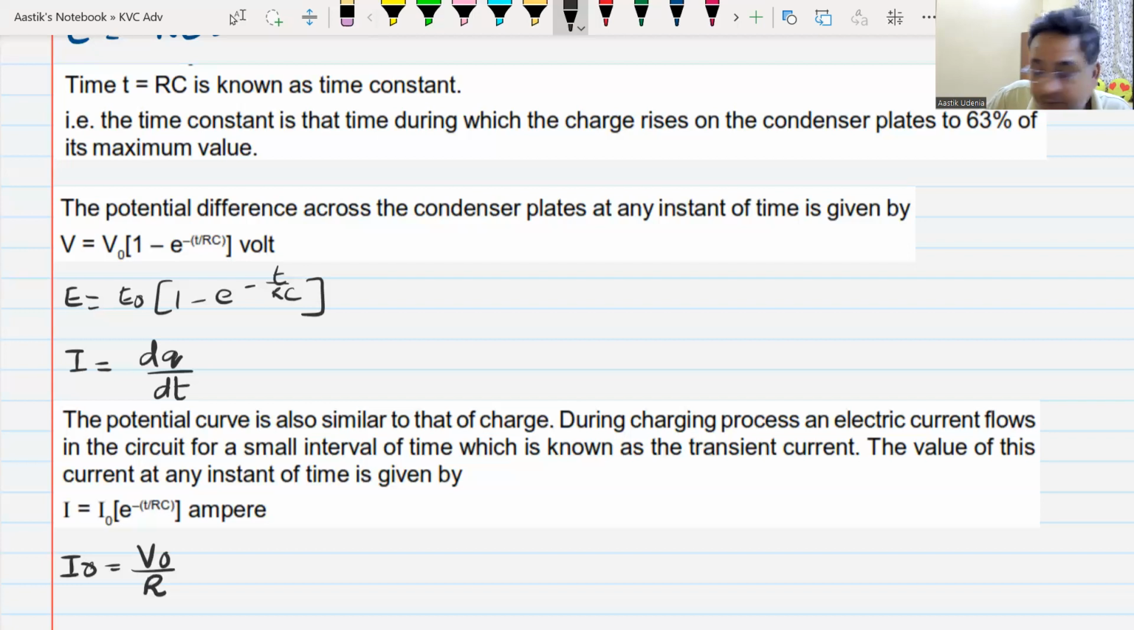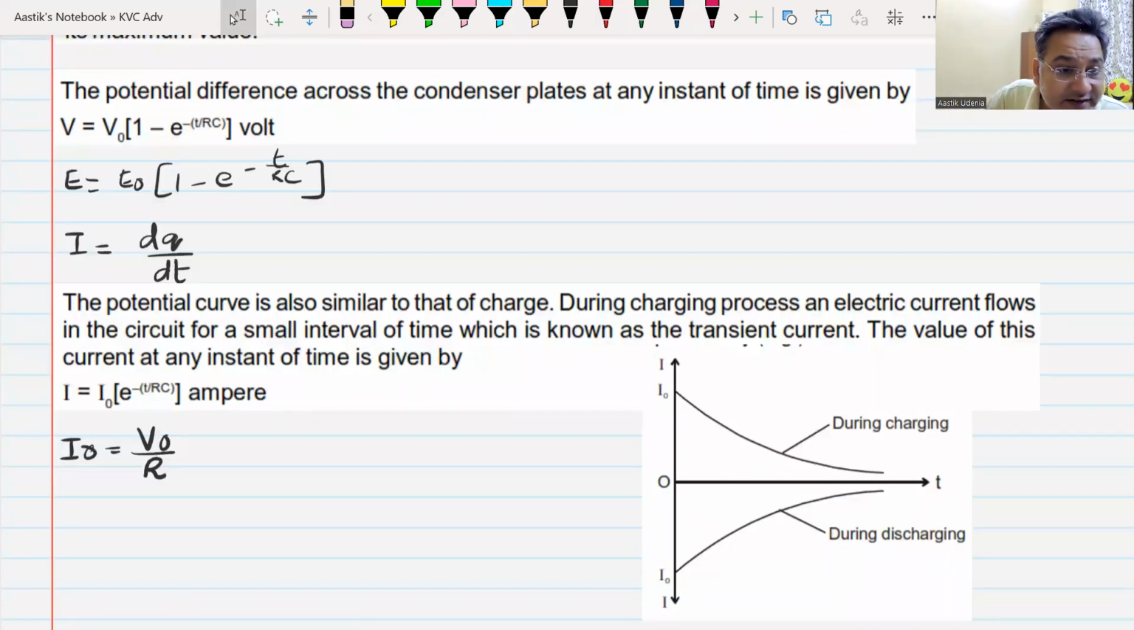If I draw the graph between current and time for charging circuit or discharging circuit, we have not done it, but we will do it when time comes, just after that we can draw the graph here together. The graph would again be an exponential graph. Do we understand this? Yes, sir. The graph would be an exponential graph, and the graph would look like this.